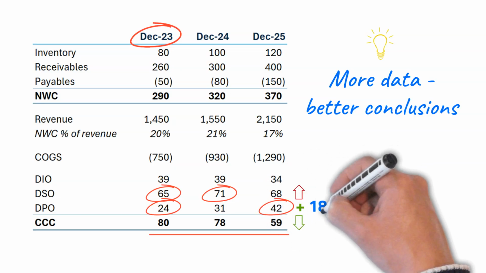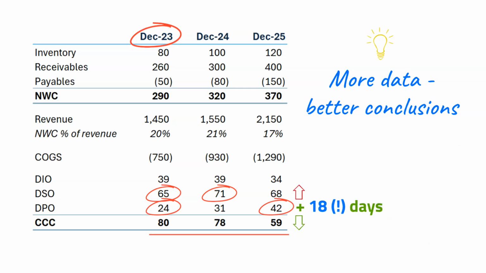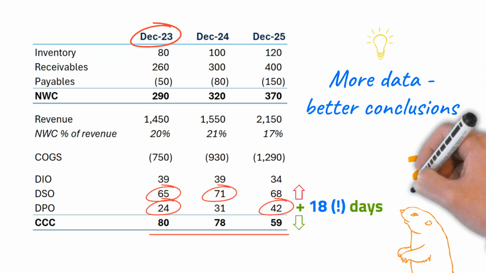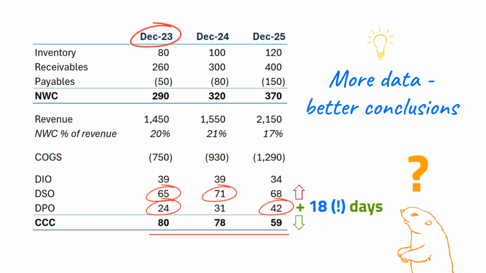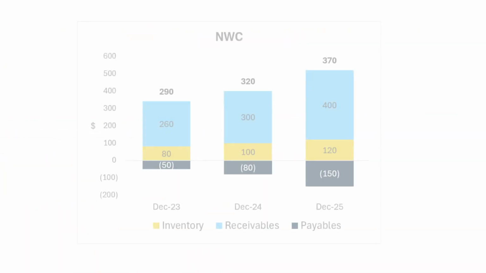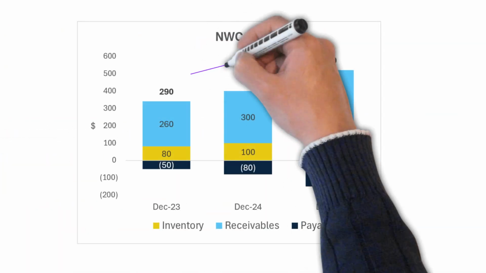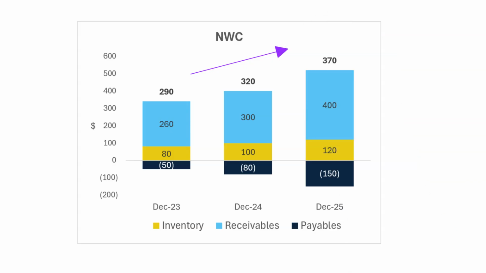Probably something to investigate and check why it takes longer to collect cash from customers, and also to check whether our suppliers are not very disappointed with our delayed payments to them. We don't want to hurt our relationship. And that's how 3 years will look on the chart. It becomes more visual and helps to track the development of net working capital over time.